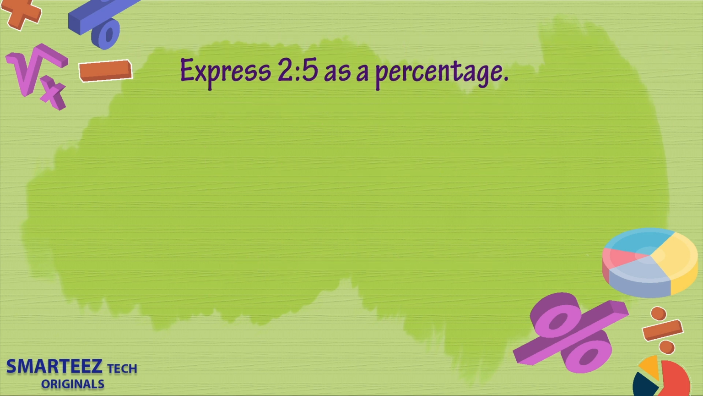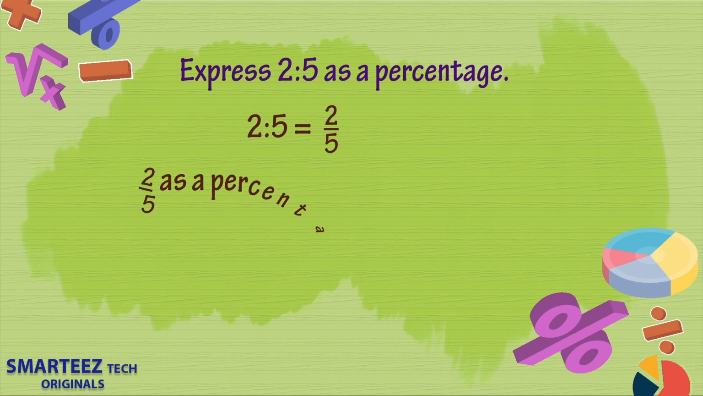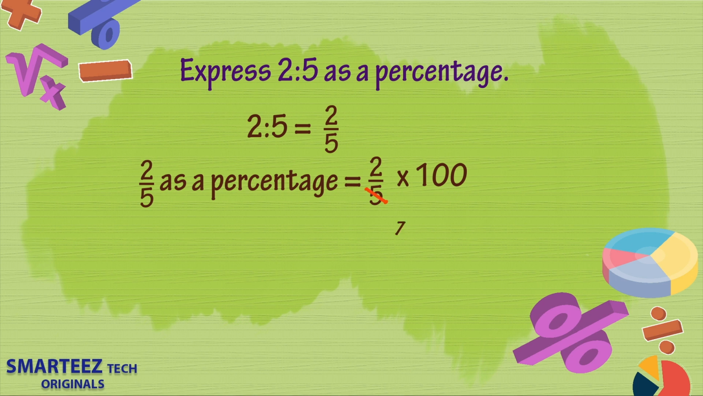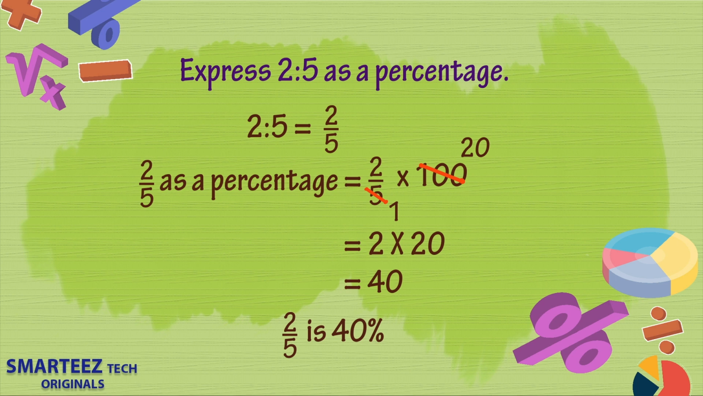Let's see how to express 2 to 5 as a percentage. We know 2 to 5 can be expressed as a fraction 2 over 5. Now, the process of converting this to a percentage is just to multiply by 100. 2 over 5 as a percentage equals 2 over 5 times 100. Simplifying, we get 2 times 20, which is 40. So 2 over 5 is 40%. Remember, we can convert a percent value to a fraction by dividing the percent value by 100.